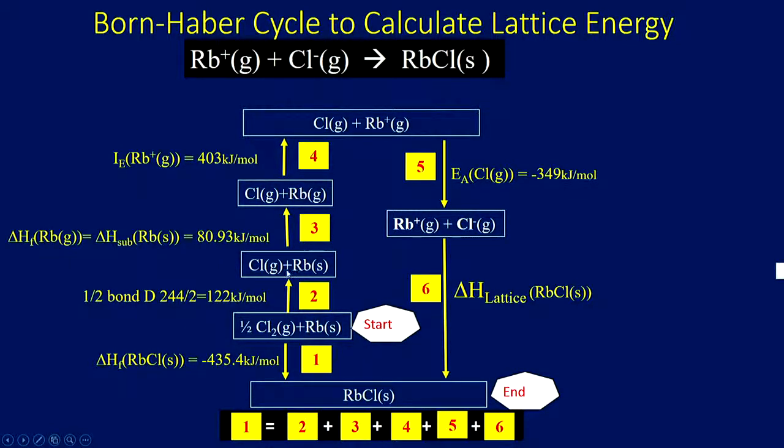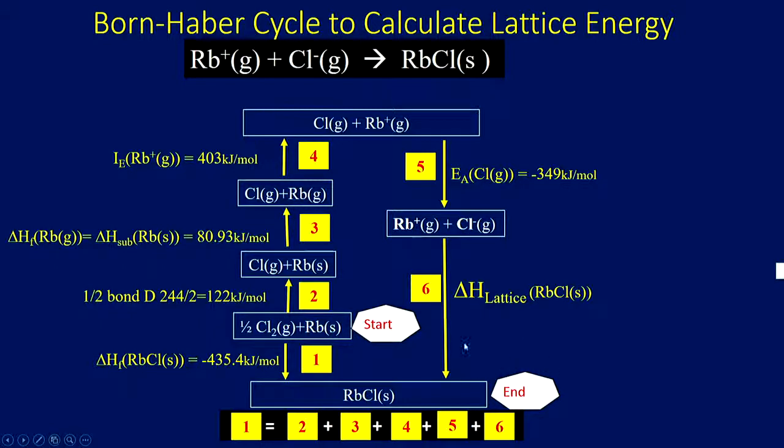First, I'm breaking the bond of the chlorine, then subliming the rubidium, then removing an electron from the rubidium, then moving the electron onto the chlorine. Now I have rubidium as a cation and chloride as an anion in the gas phase. They come together and form rubidium chloride. So this energy must equal this energy. So step 1 must equal step 2, 3, 4, 5, and 6. And I know the value of all the steps except for step 6. So all I have to do is solve for 6.